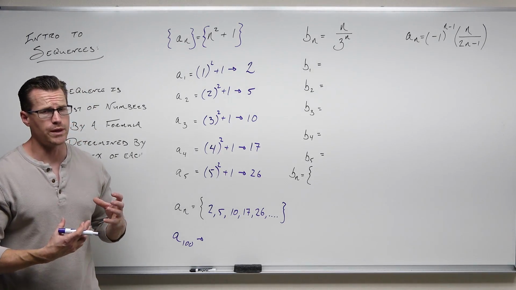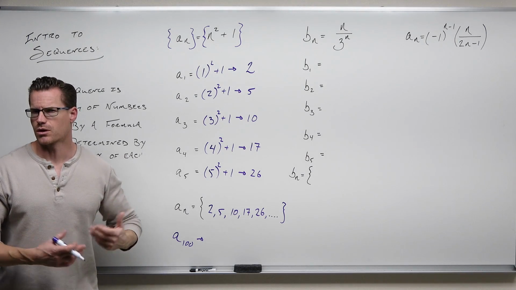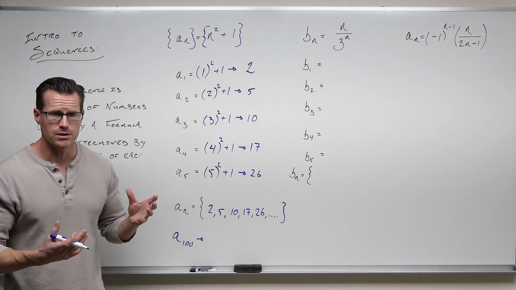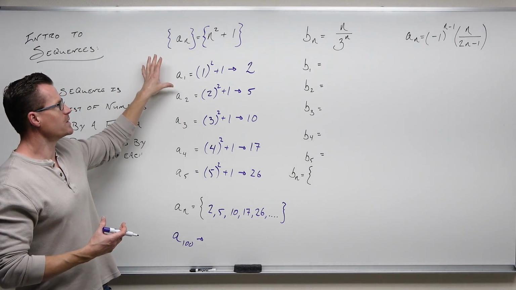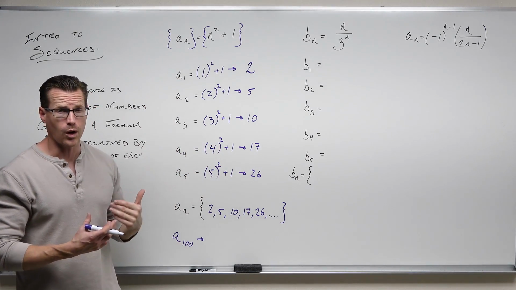And you should be told where to start: n equals 1, n equals 0. I told you n equals 1, so we started there. You have to be told where to start. You don't have to start at n equals 1, do you? You could start at n equals 20 if you really wanted to, but you're going to be asked to find the first 5 terms of something. That implies start with 1.